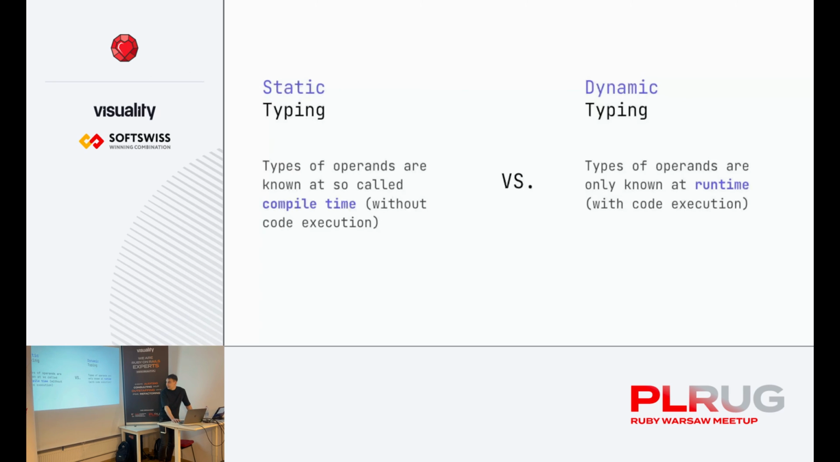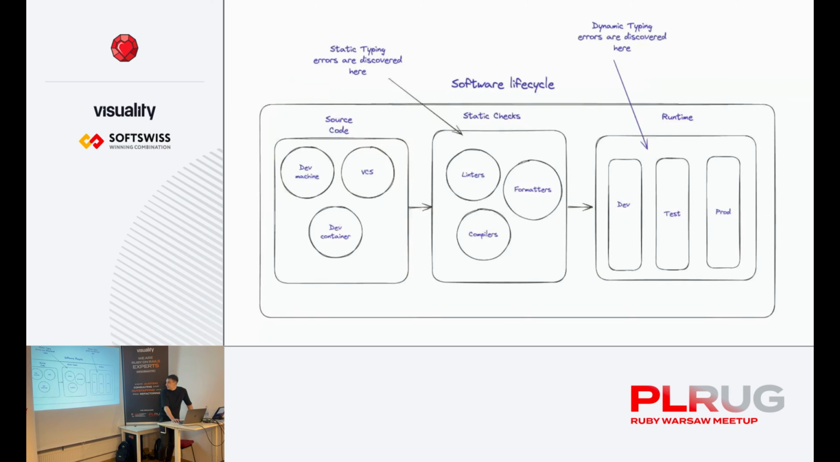Yeah, and this is basically the software lifecycle, and static checks and static typing is closer to linters and formatters, whereas dynamic typing is closer to actual runtime. In order to see and get the error, you need to run it somewhere on your dev environment, test, or on production if you feel lucky.